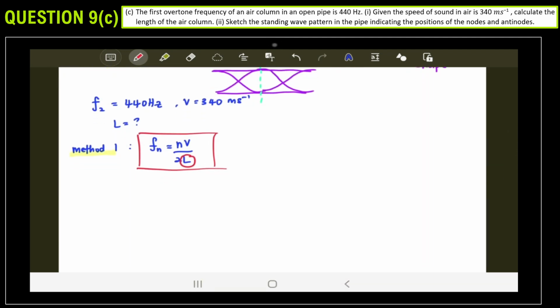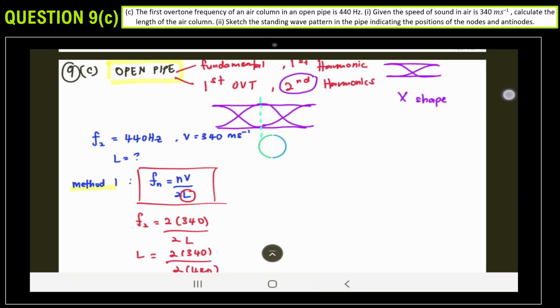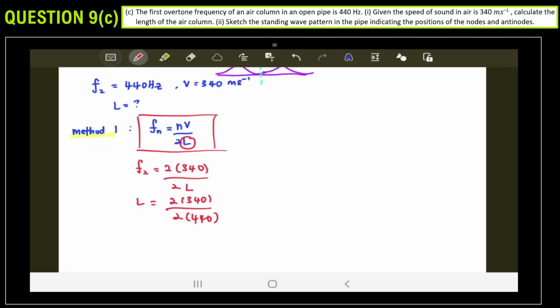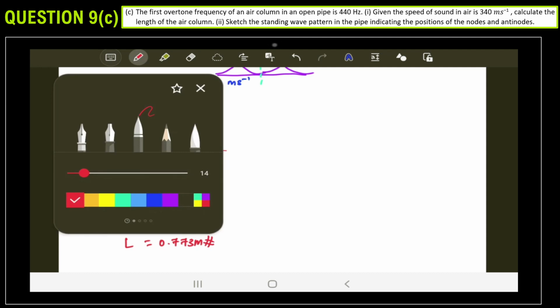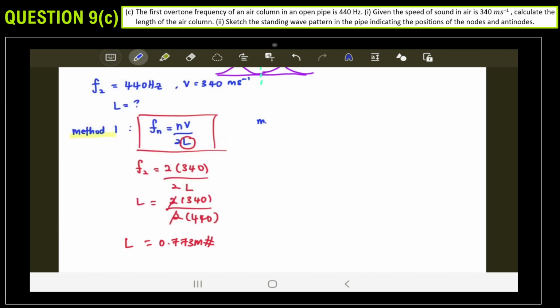Since F2 is the second harmonic, n is equal to 2, V is given as 340, over 2L. So here we can find L, where L is equal to 2 times 340 over 2 times F2, which is 440. You can straightly find the length of the air column is equal to 0.773 meter.